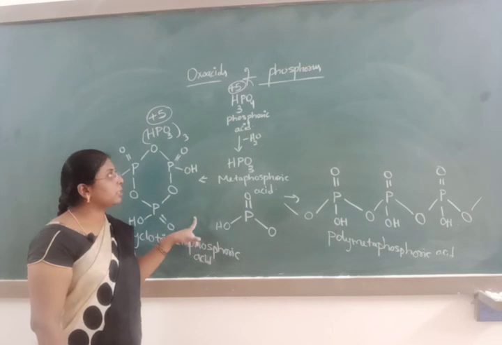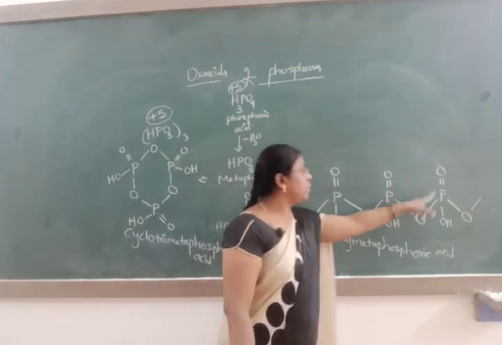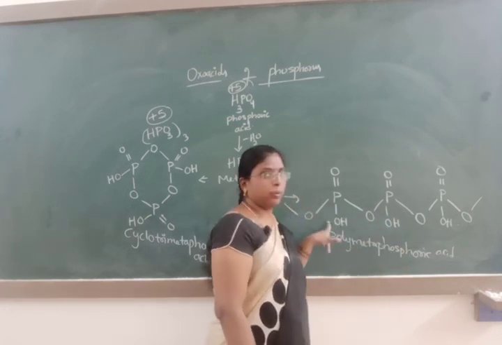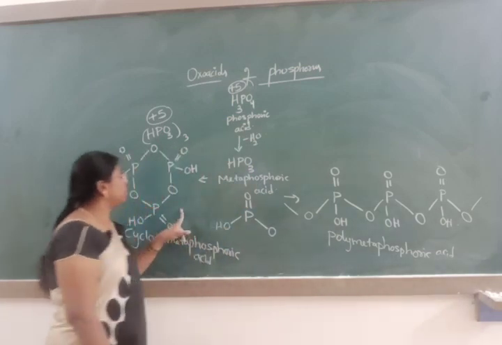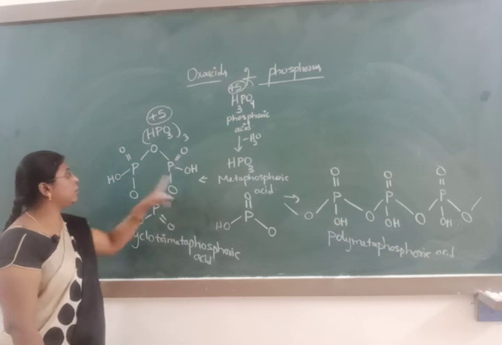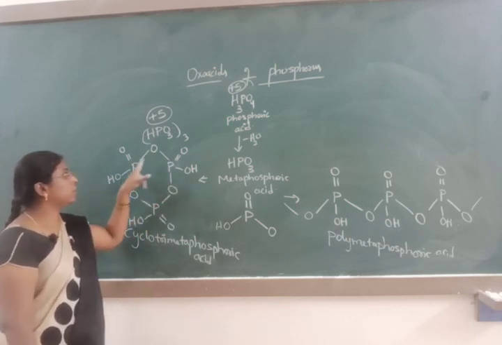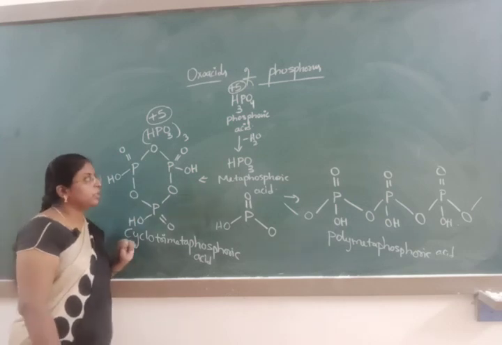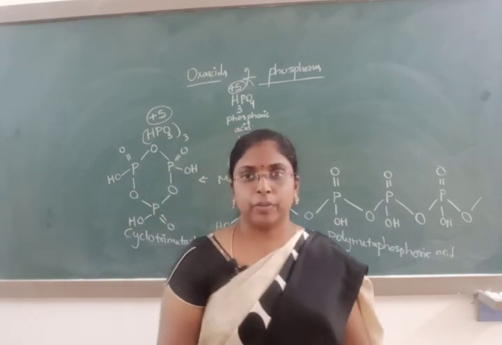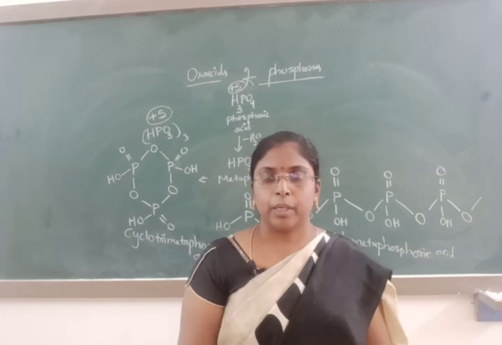If you look at the characteristic bonds here, it has 3 PO bonds, 3 POH bonds, and 3 POP bonds in the cyclic form. This is regarding the oxo acids of phosphorus. This completes the 15th group elements. In the next class we will discuss the 16th group elements. Thank you.